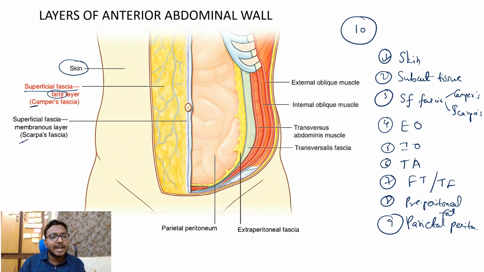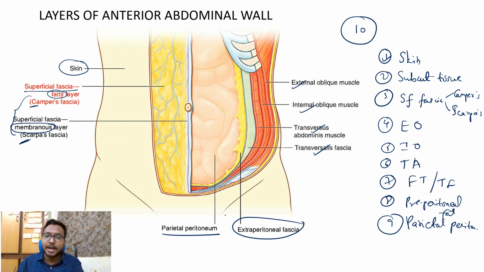C comes first, S comes next. You can remember the alphabetical order. So deep membranous layer called Scarpa's fascia. Both are part of your superficial fascia. Then comes your external oblique, internal oblique, transverse abdominis, transversalis fascia or fascia transversalis, extraperitoneal fascia or preperitoneal pad of fat, then parietal peritoneum. These are the 10 layers of anterior abdominal wall.